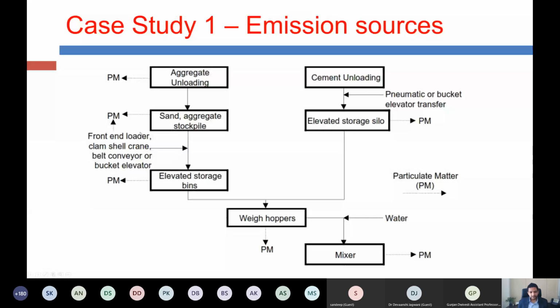When they are put into the stockpile, there is a possibility of emission of particulate matter. After that, they are taken from the stockpile to the elevated storage bin through a conveyor belt. So that is again a source of particulate matter. And just the way it is with the aggregate, when the cement is unloaded, it is taken into the storage silo. So these silos are also a source of particulate matter emission. So here we can see that there are different points where particulate matter emission would occur. And now we are going to do the inventory and identify what would be the exact load of this particulate that will be emitted.